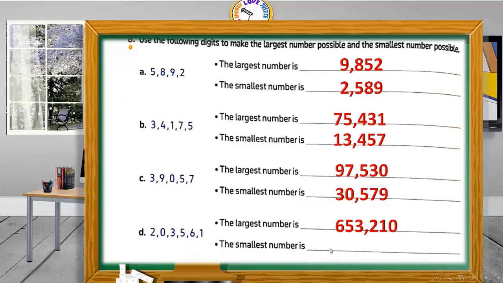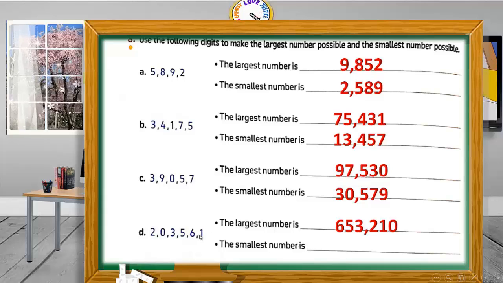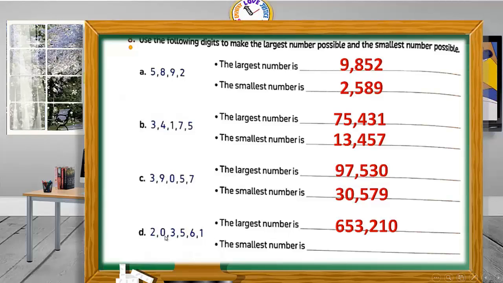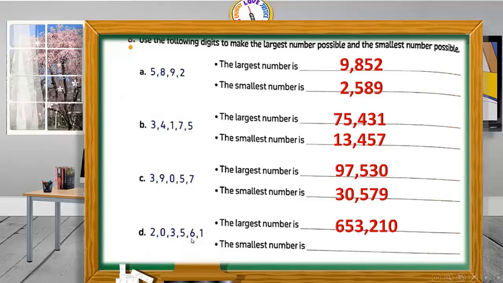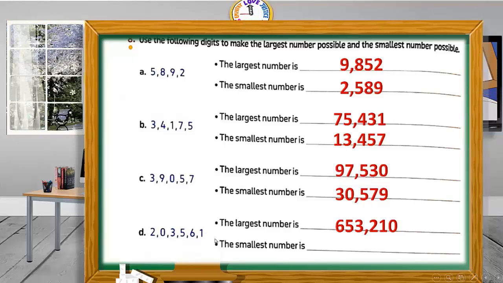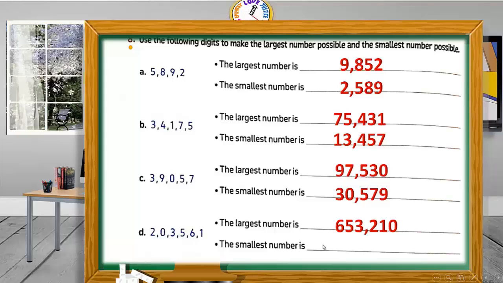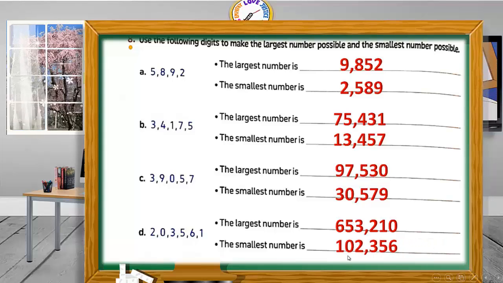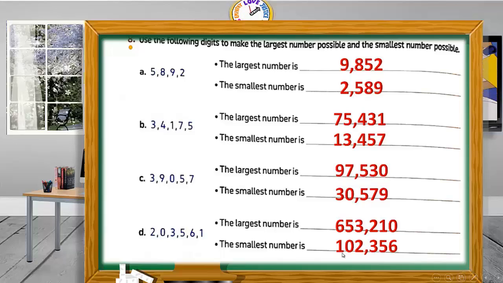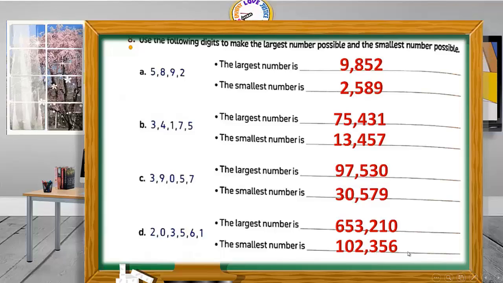Don't forget this point, okay? Start with 1. Next smallest number after 0 in my digits is 1. So you should put 1 in the first. After that, you can put 0, okay? So the answer will be 102,356.